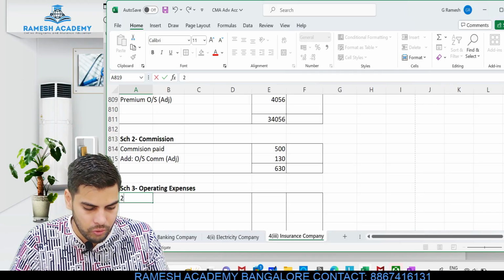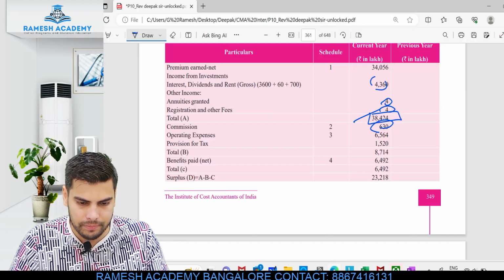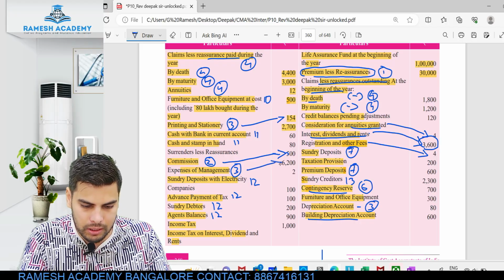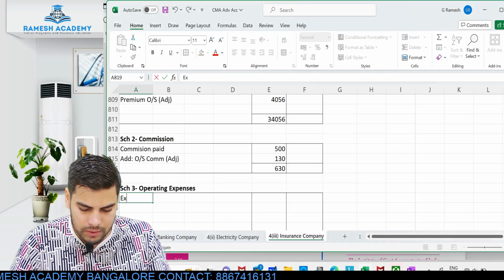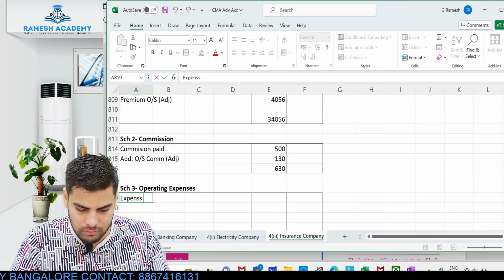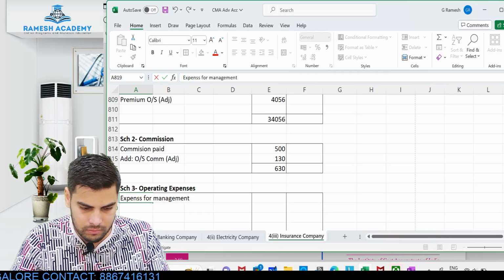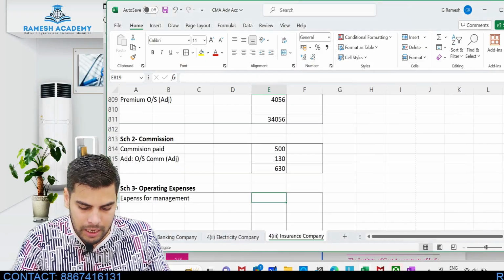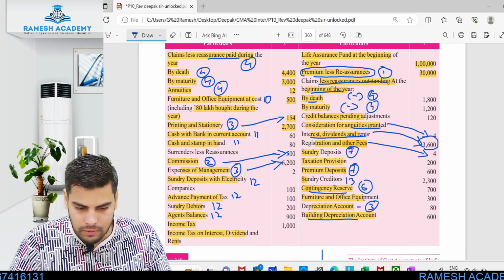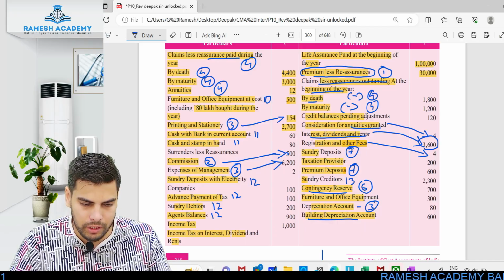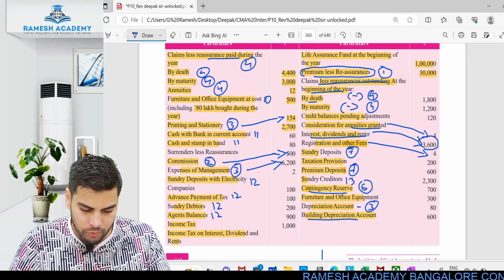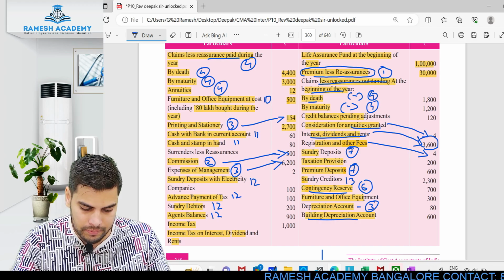Okay, so when it comes to operating expenses, let's just cross check. So this would be schedule 3. Where and all have I mentioned? Here it is. Okay, so I think it should be this figure, 6,200. Expenses for management. So expenses for management, it is 6,200. Anything else wherein I have given effect to this schedule number 3? So printing and stationery, we have got to the extent of 154. Okay, so 154 is printing and stationery expenses.